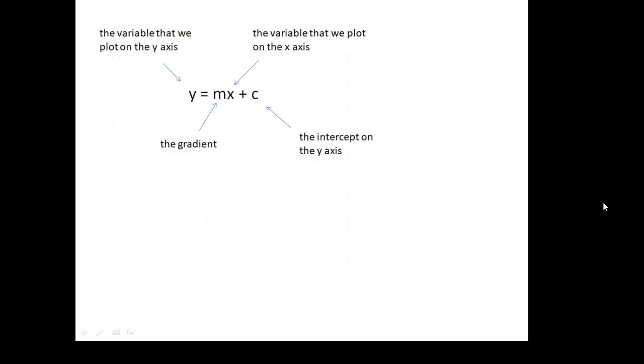This is very important. y = mx + c. You did it in GCSE maths. It's the equation for a straight line. And very, very often in physics, in experiments, we find quantities from the gradient of a graph. y is what we plot on the y-axis. x is what we plot on the x-axis. m is the gradient, and c is the intercept on the y-axis.